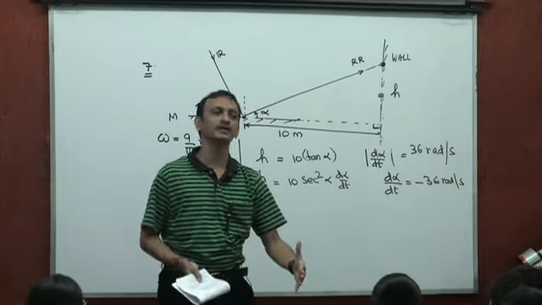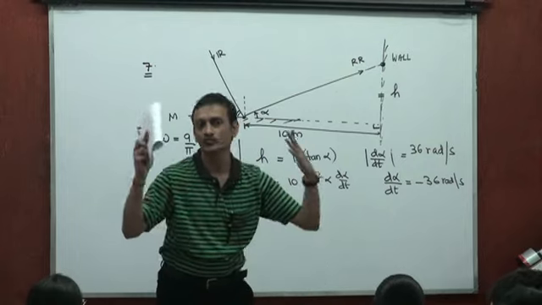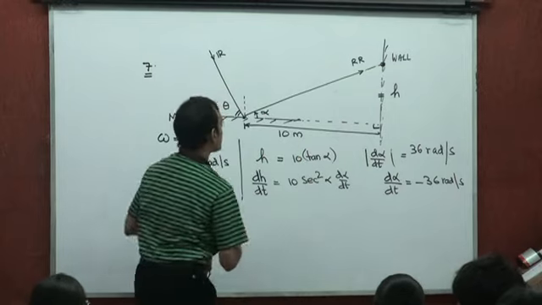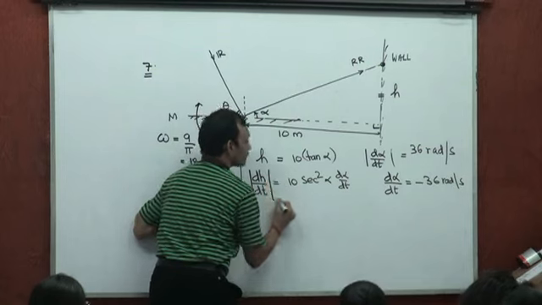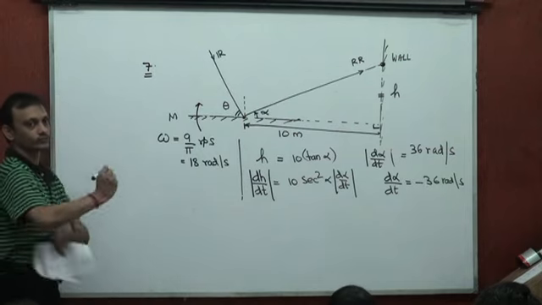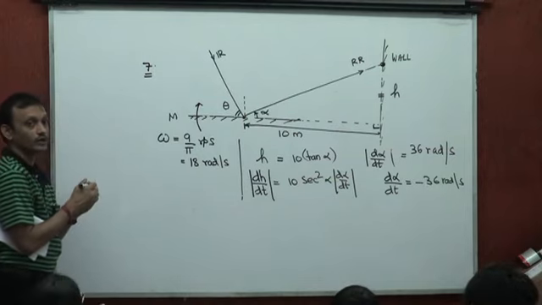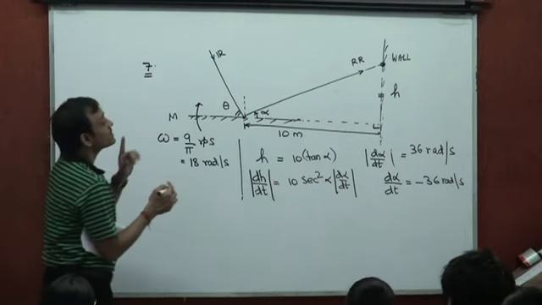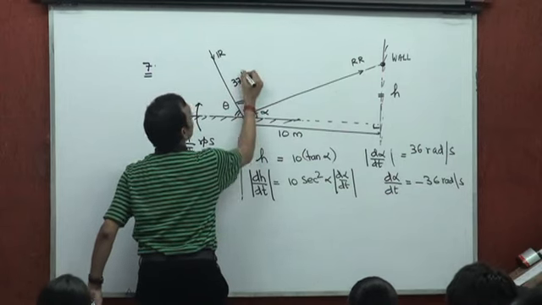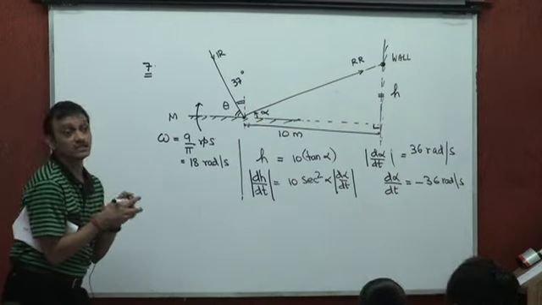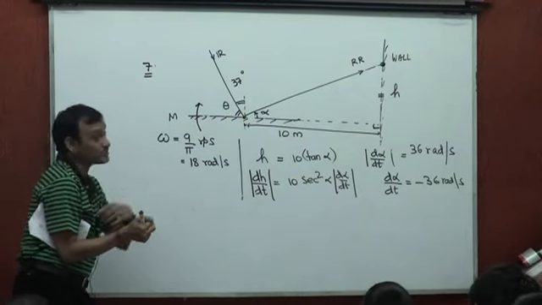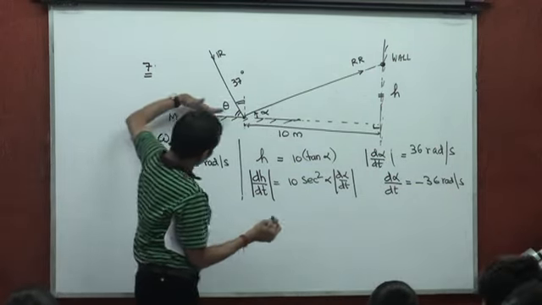But what we are interested in is the magnitude of dh dt, the speed of the spot on the wall. So the magnitude of dh dt would be this. And at what instant are we interested in this? At an instant when this angle is 37 degrees. Like I mentioned in the problem, this angle is 37 degrees for this position of the mirror.